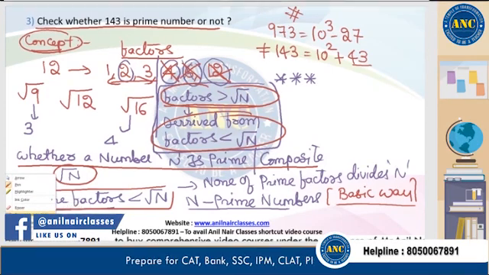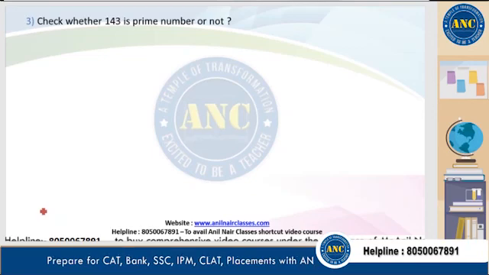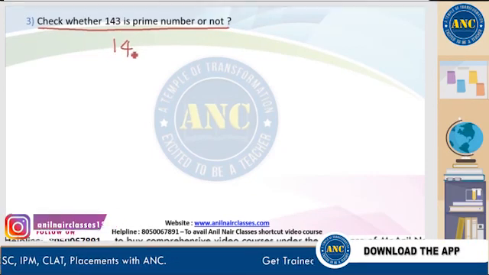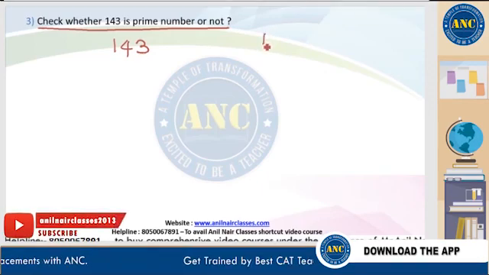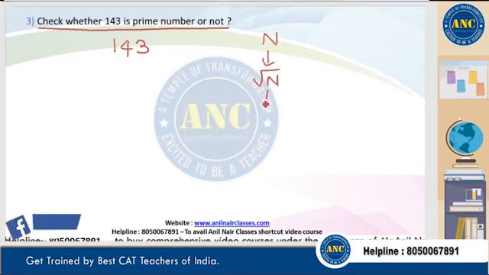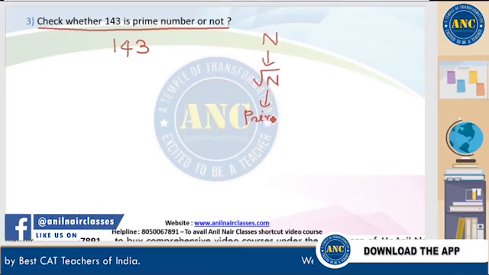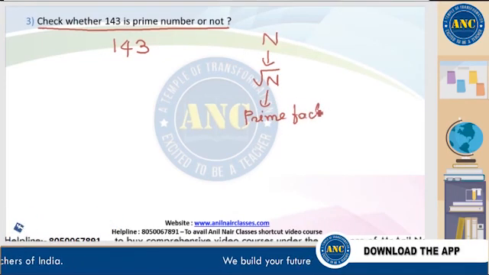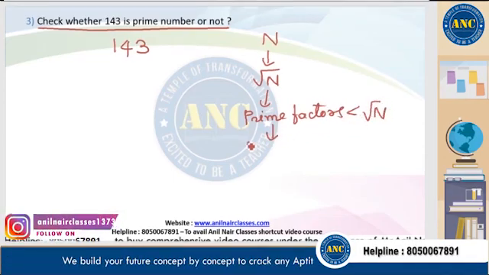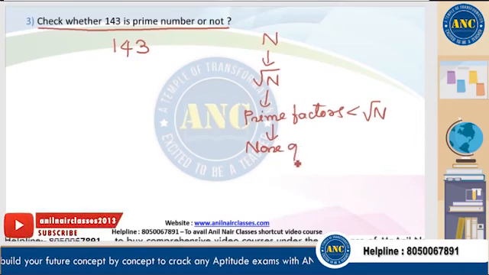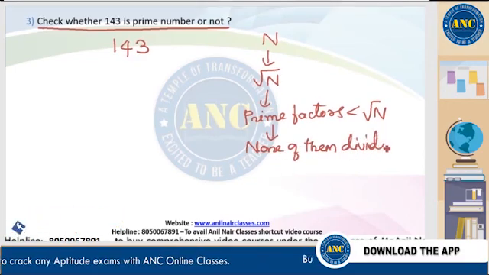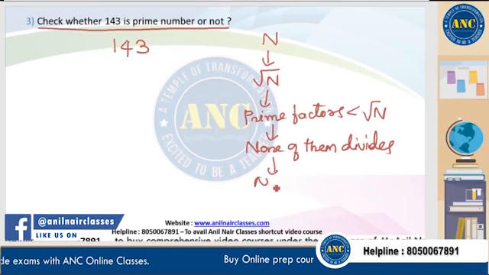Let us solve one question. The question is, how to check whether 143 is prime or not? First we take n, then we take root n, then we take all the prime factors less than root n. If none of them divides, then n is a prime number.